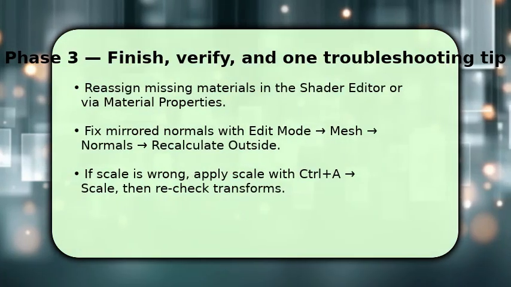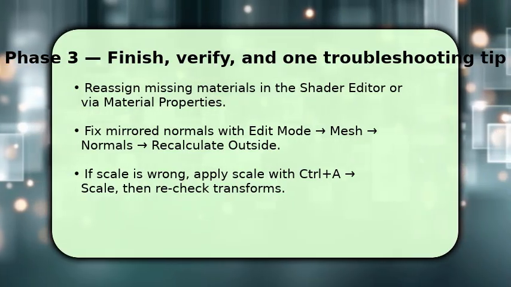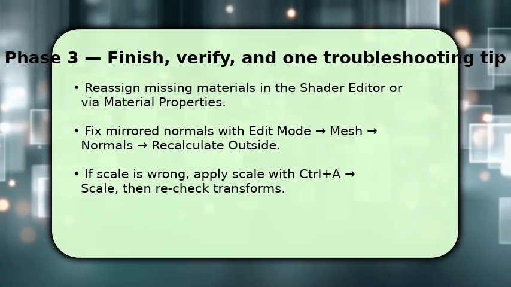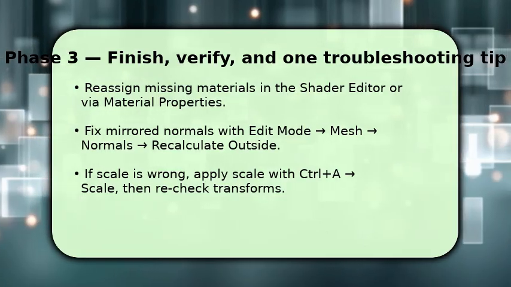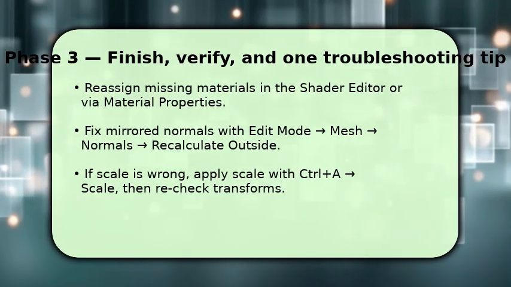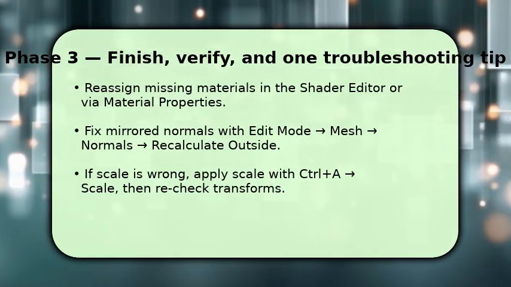To finish, verify materials and normals. These govern appearance. If textures are missing, open the shader editor, add image texture nodes, and link files manually. This reconnects visual data. Correct inverted faces by entering edit mode and recalculating normals to outside, then check shading.